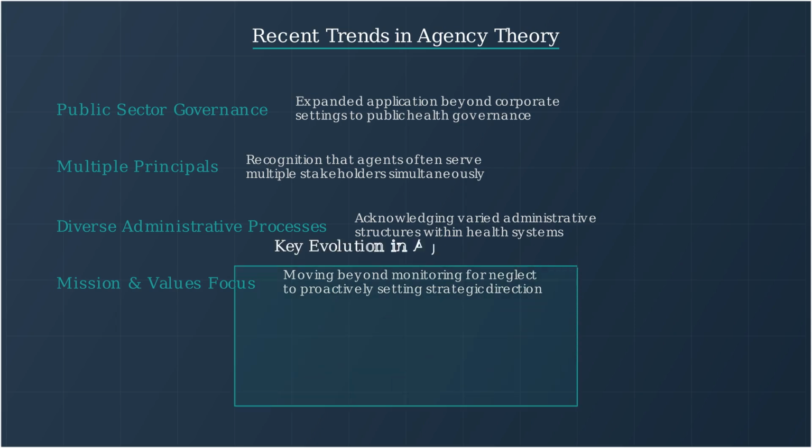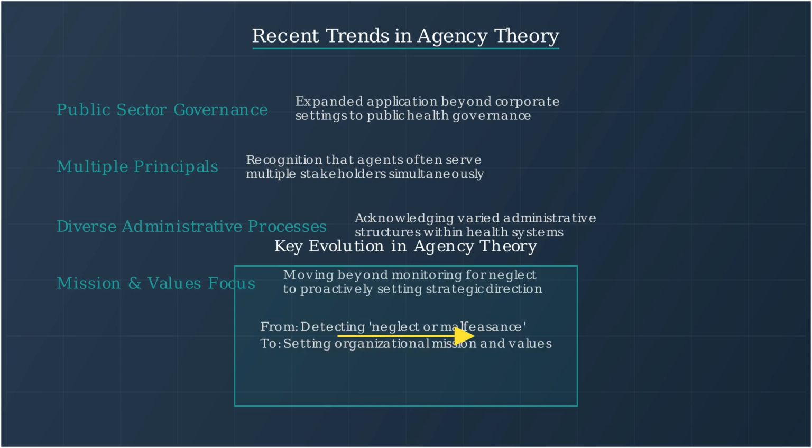The most significant evolution in agency theory represents a fundamental shift in focus. Rather than simply detecting neglect or malfeasance, modern agency theory now emphasizes setting organizational mission and values to align the interests of principals and agents.